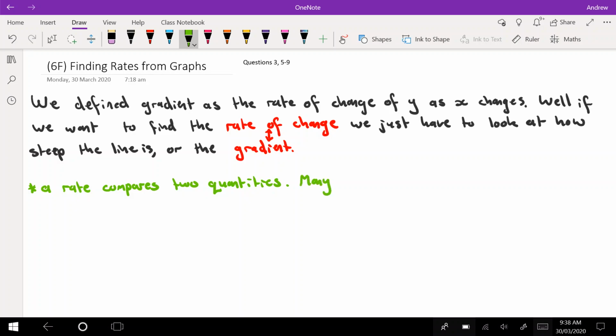Many rates show quantity change over time. It's probably the most common one, because time is always changing. It's a good thing to measure. Changes over time.